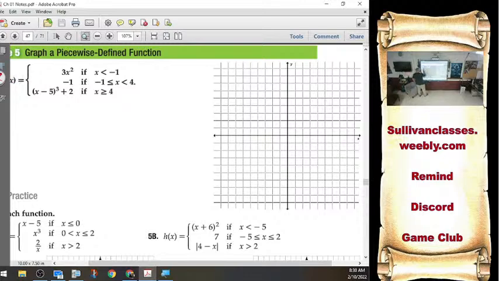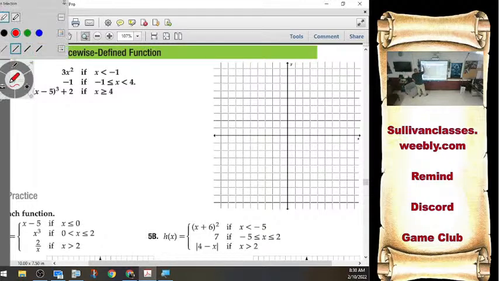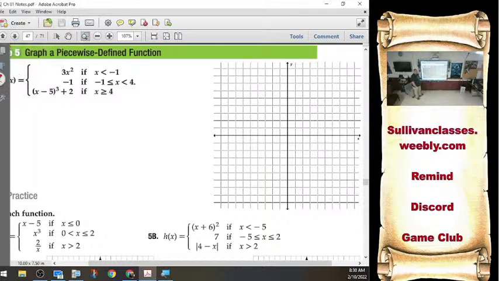Another way to do this would be to very lightly just do all 3 graphs and then erase the parts that don't matter. Never do math in pen.